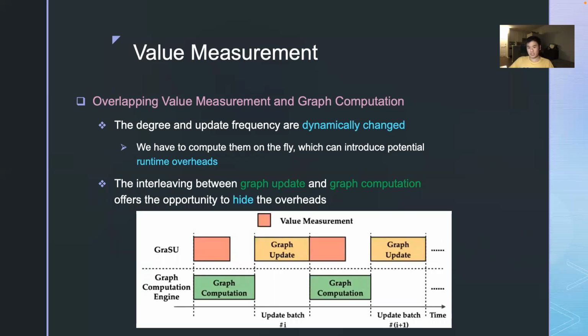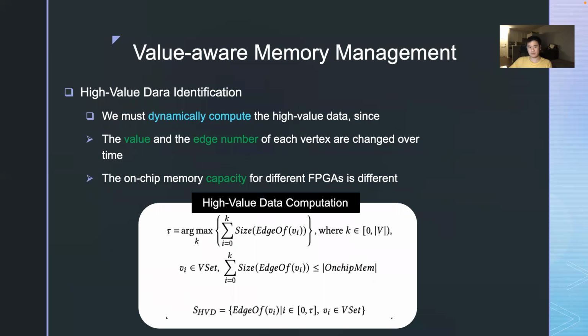While this new approach is accurate, its overhead can be large. Fortunately, the interleaving between graph updates and graph computations offers the opportunity to hide the overhead. Based on the quantified vertex value, the next step is to naturally identify the high-value data that should be stored on chip. GraSU tries to store as much high-value data as possible on chip.